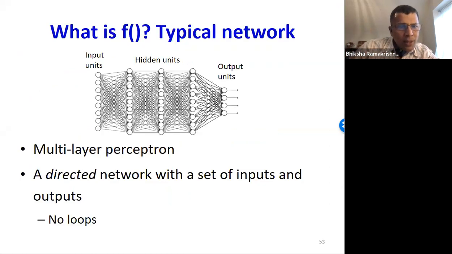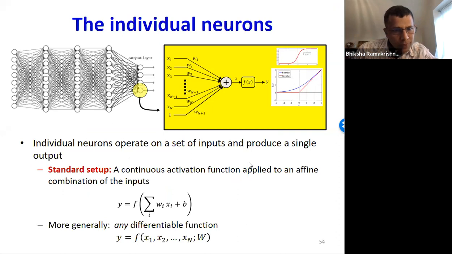For us, the function is just a multi-layer perceptron. It's a directed network with a set of inputs. What we call the input units are not neurons, they're just inputs. And a set of outputs. And any input is processed sequentially left to right. We are going to assume no loops, as we mentioned in the last class. So it's a directed network.